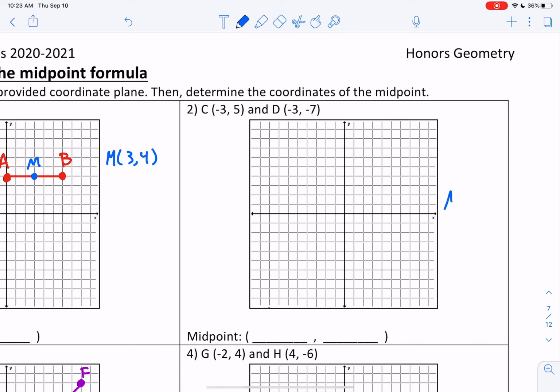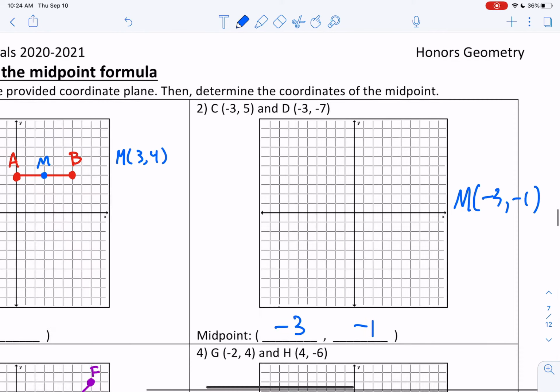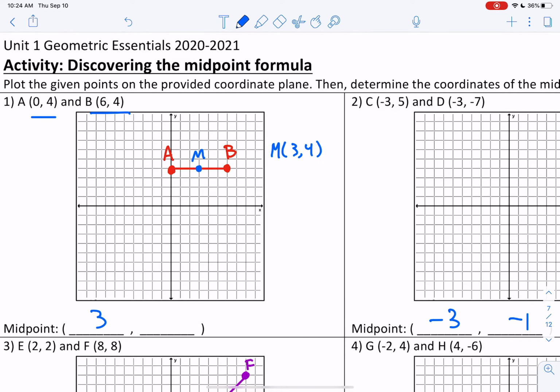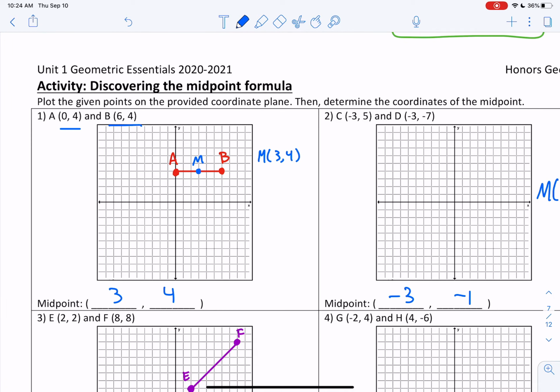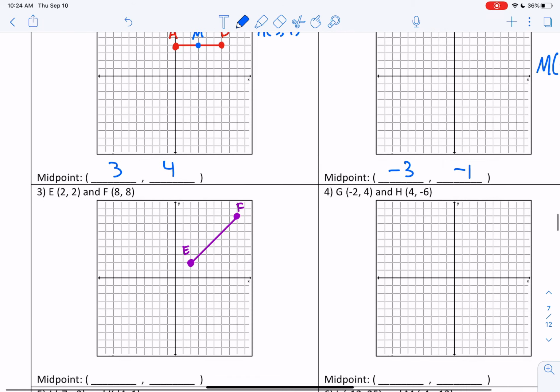All right, for this one, we should have gotten -3 as my x-coordinate, and then my y-coordinate should have been -1. Halfway between 5 and -7. So (-3, -1). All right, the vertical and horizontal lines are a little bit easier because I can just kind of see exactly where that halfway point is going to be. So let's take a look at one of these diagonal lines.